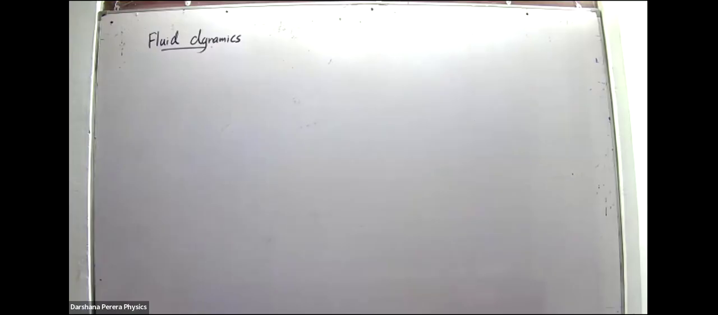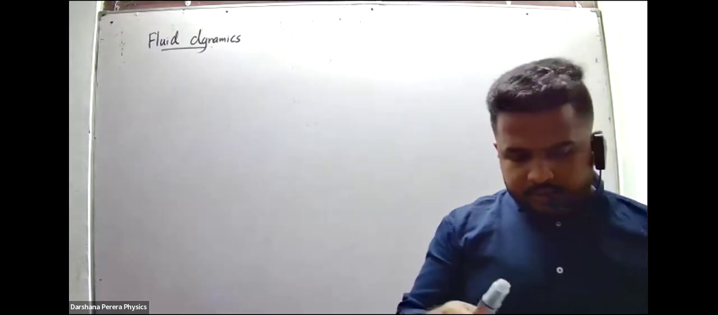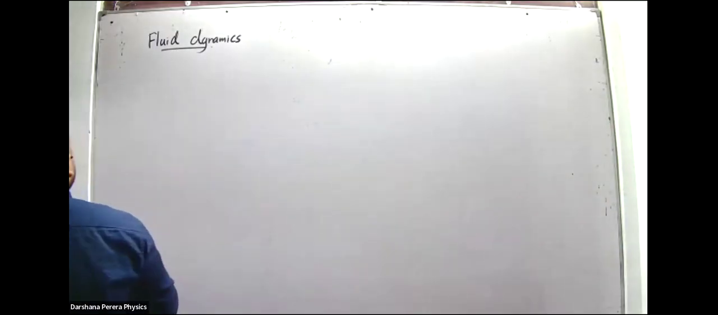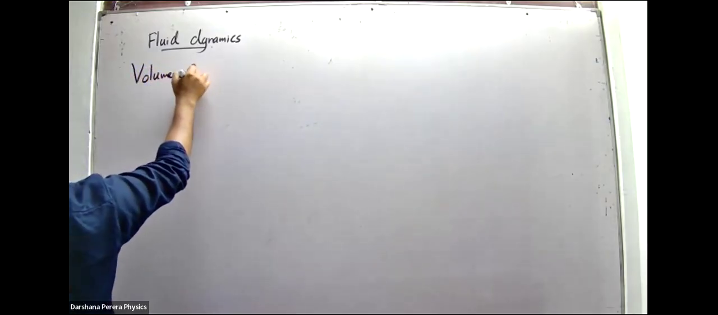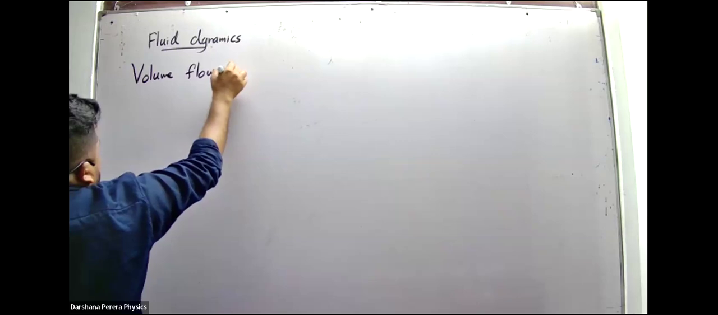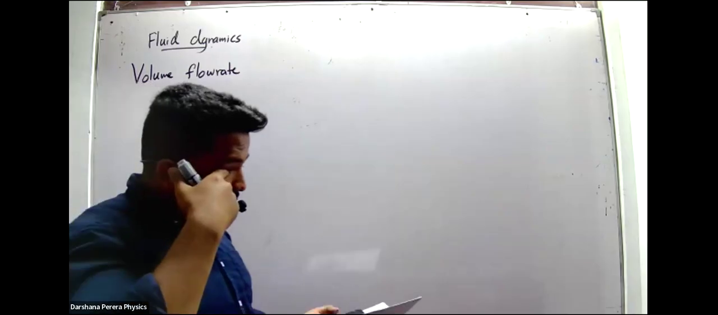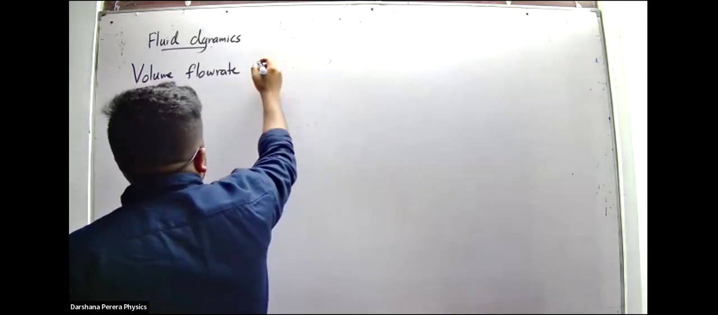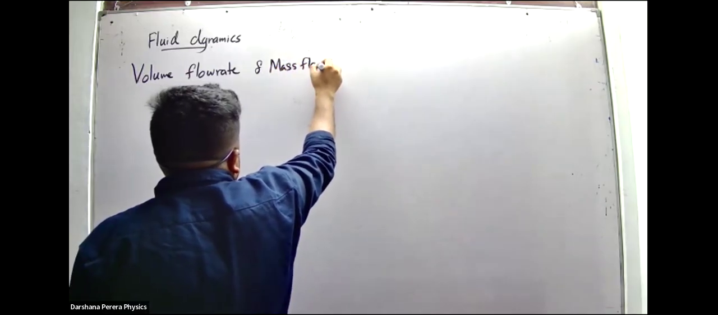Okay, write down the first parameter: volume flow rate and mass flow rate. First, we can discuss the volume flow rate and mass flow rate. Write down volume flow rate and mass flow rate.